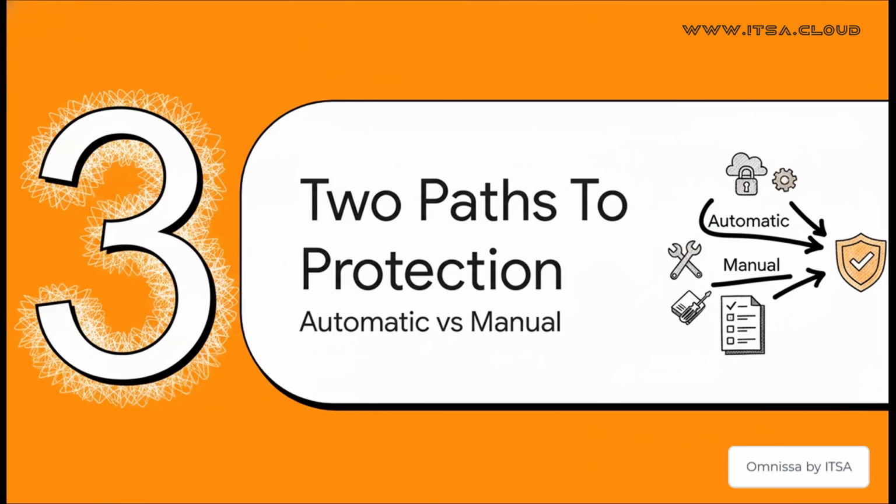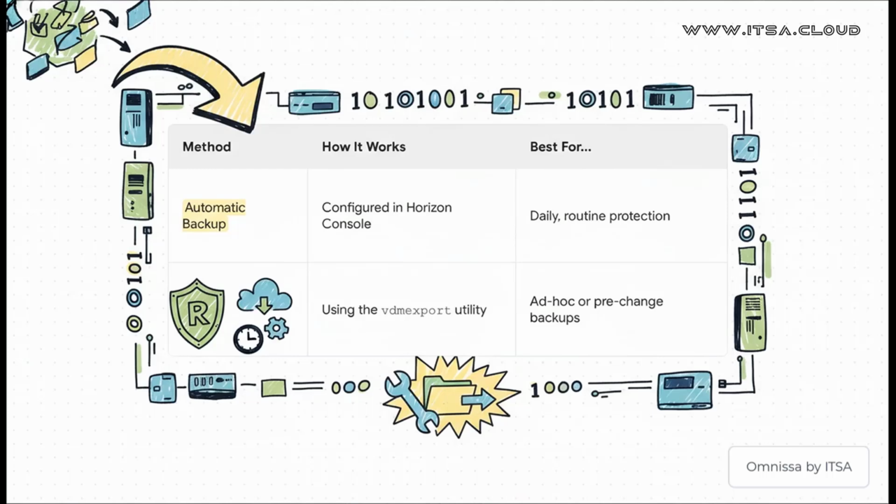All right, so we know what we need to save. Now, how do we actually do it? Well, Horizon gives us two really good ways to get this done, and each one is perfect for a different situation. Here are your two options laid out nice and simple. First up, you've got the automatic backup. You set this up right inside the Horizon console. This is your daily driver, your set it and forget it plan for routine protection. But then you've got the manual export, which uses a little command line tool called VDM export. This is your tactical weapon. You pull this out right before you make a big scary change or do a major upgrade, just to have that extra little safety net.